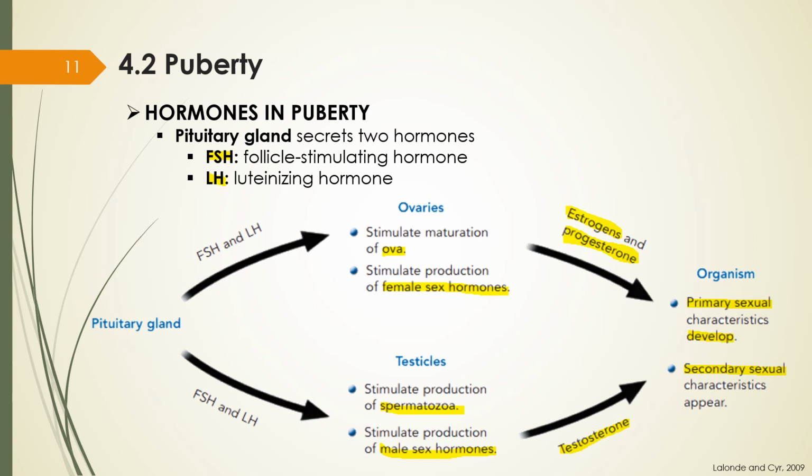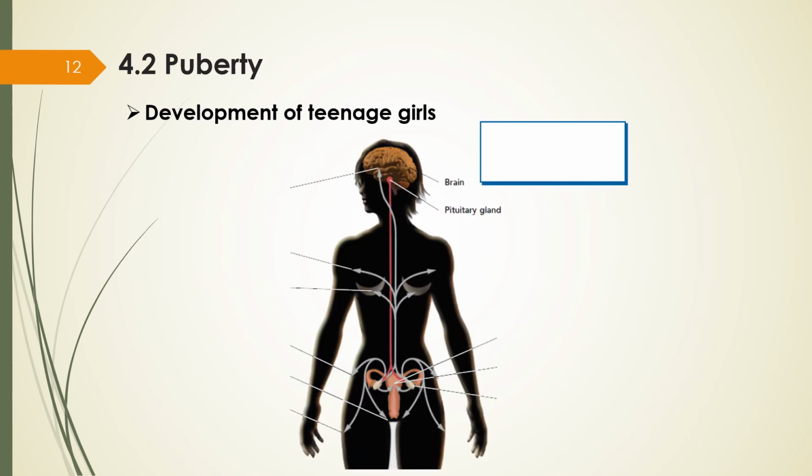Okay? So let's talk about this primary and secondary. Let's see for girls first, because girls and boys are different. For girls, what are the hormones secreted by the pituitary gland? FSH and LH, so it's the same for both.